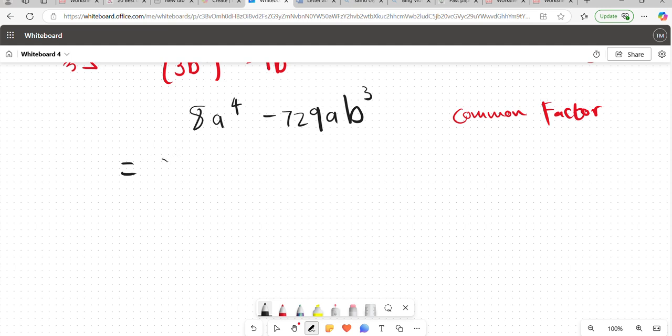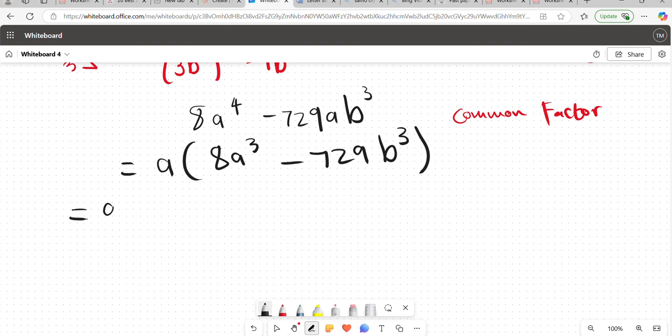I noticed that a is the common factor. So this is 8a to the 3 minus 729b to the 3. Again, I've done common factor already, so you should be able to see why I'm getting the stuff that I'm getting inside of the bracket. Then at this point, I want to do the difference of cubes.